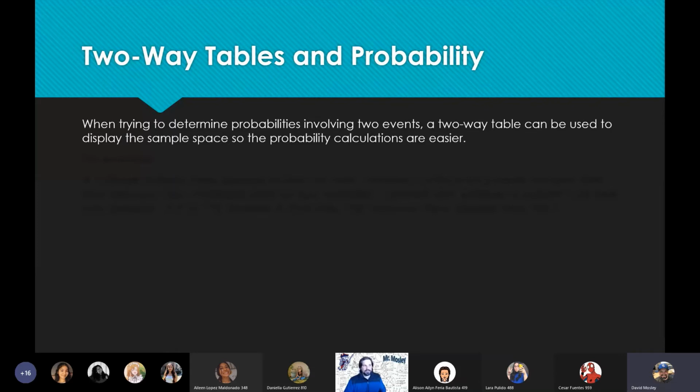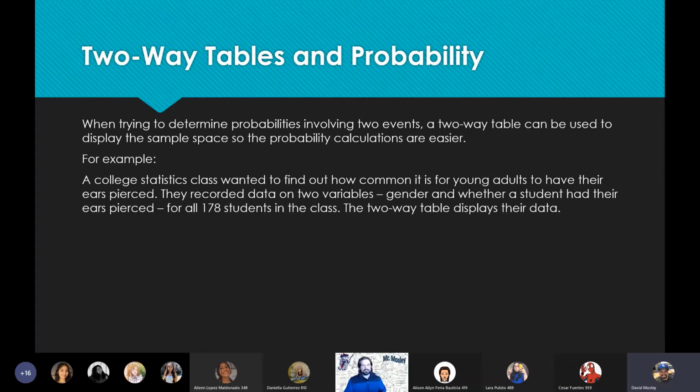When trying to determine probabilities involving two events, a two-way table can be used to display the sample space, so the probability calculations are easier. These are very similar to the two-way tables we saw with categorical data. For example, the college statistics class wanted to find out how common it is for young adults to have their ears pierced. They recorded data in two variables, gender and whether a student had their ears pierced. Notice these are actually both categorical variables, gender and whether or not someone had their ears pierced.